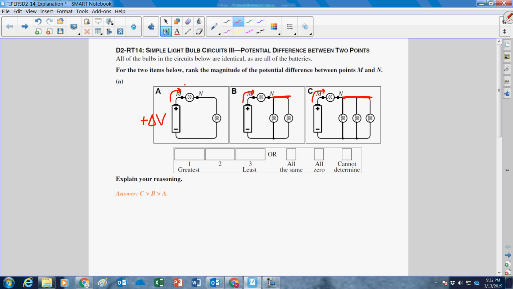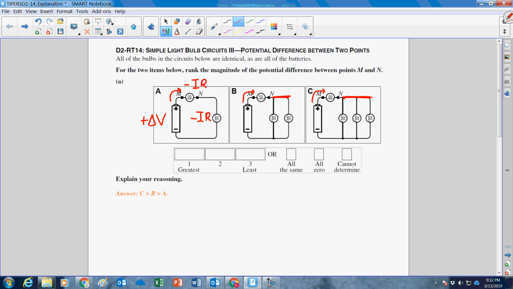We'd have a voltage drop of IR across the first bulb and then the same voltage drop across the second bulb. Because these all must sum to 0, each bulb in case A would get half the voltage of the battery. Okay. But looking at case B, it's a little more complicated.